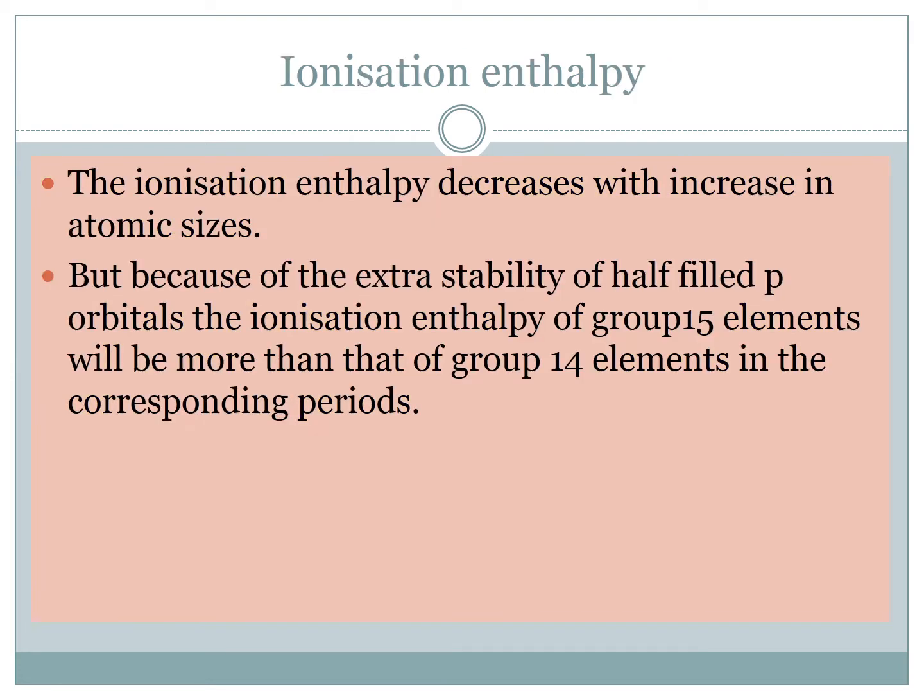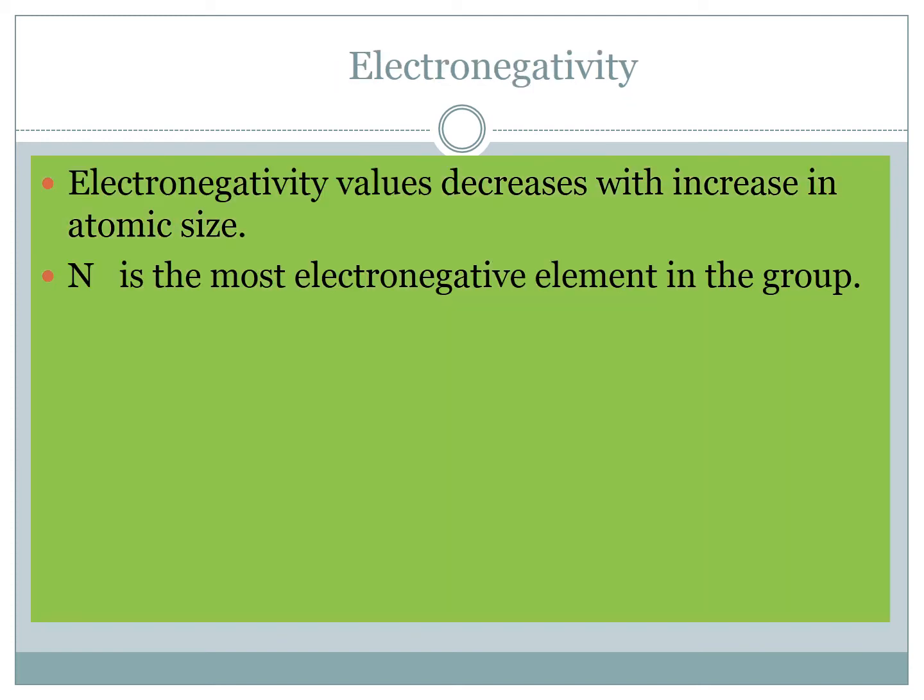Next is ionization enthalpy. Ionization enthalpy is dependent on the sizes. When the size increases, ionization enthalpy also should decrease. But because of the extra stability of half-filled p orbitals, the ionization enthalpy of group 15 elements is found to be higher than what is expected. And down the group, ionization enthalpy is found to decrease.